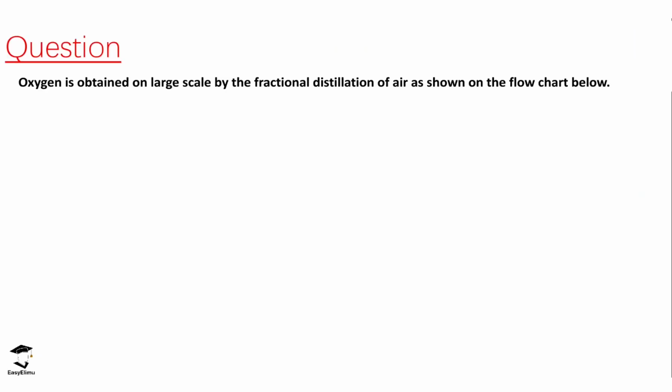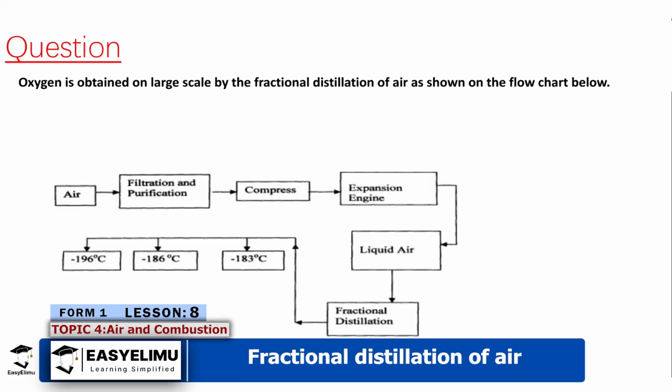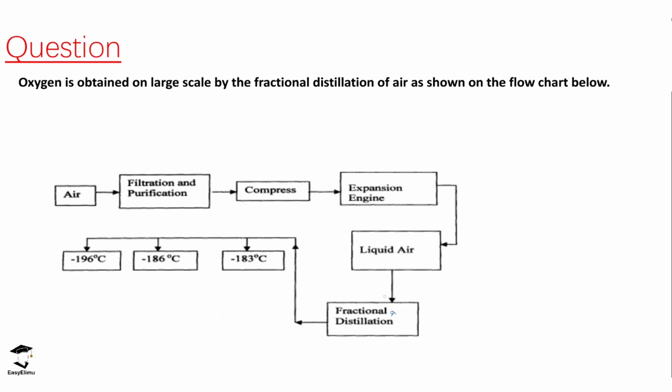Oxygen is obtained on a large scale by fractional distillation of air as shown in the chart below. So we have the chart. You can see air passing through filtration and purification. Then it is compressed and expanded until it turns into liquid air, which is fed into the fractional distillation chamber. And in the fractional distillation chamber, the different components are able to be extracted depending on their boiling points. So let's look at the questions.